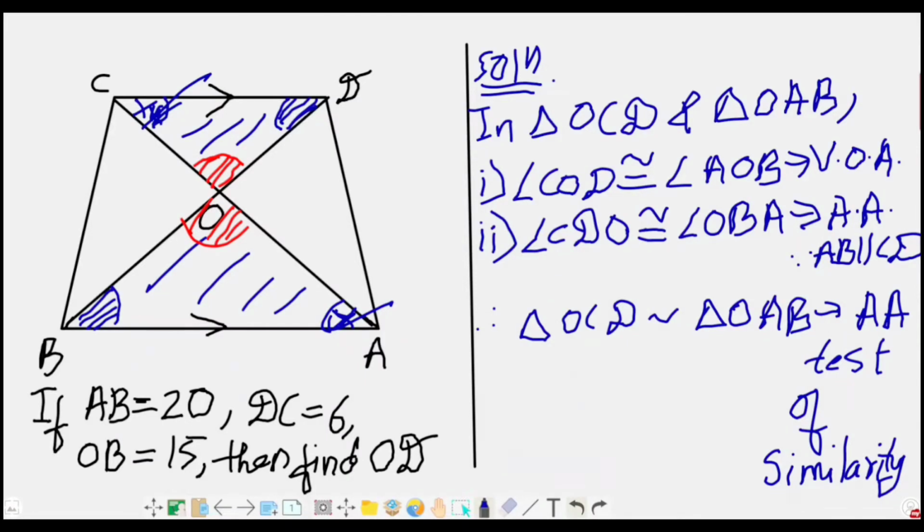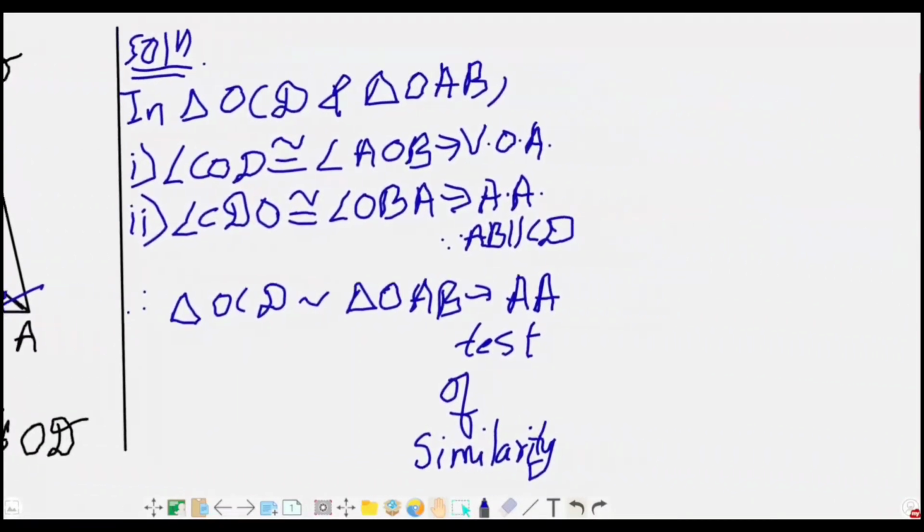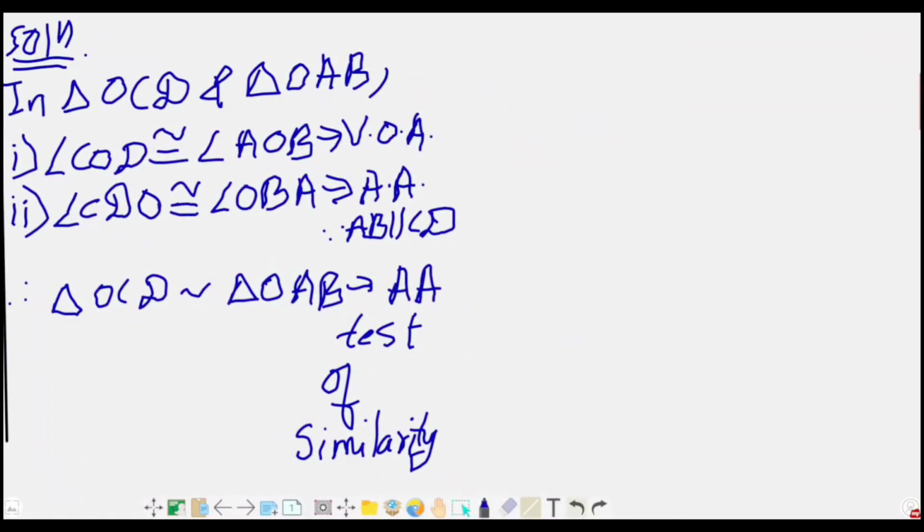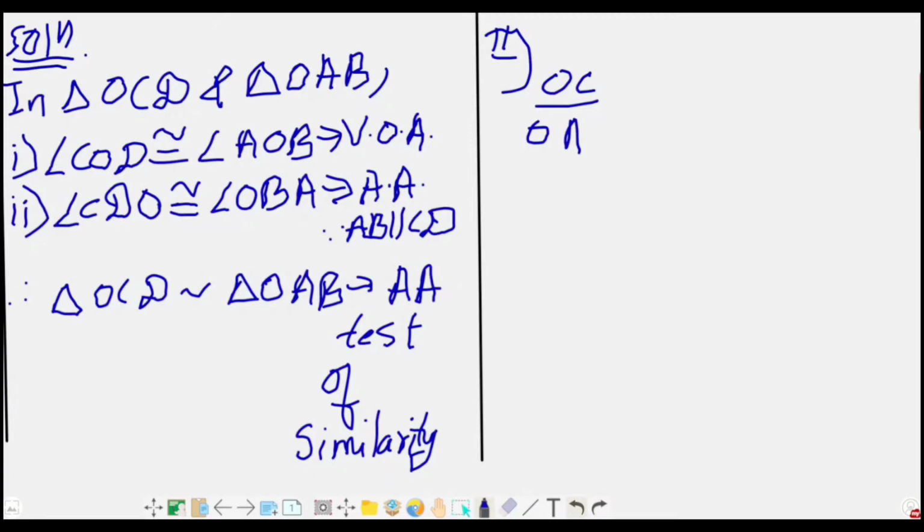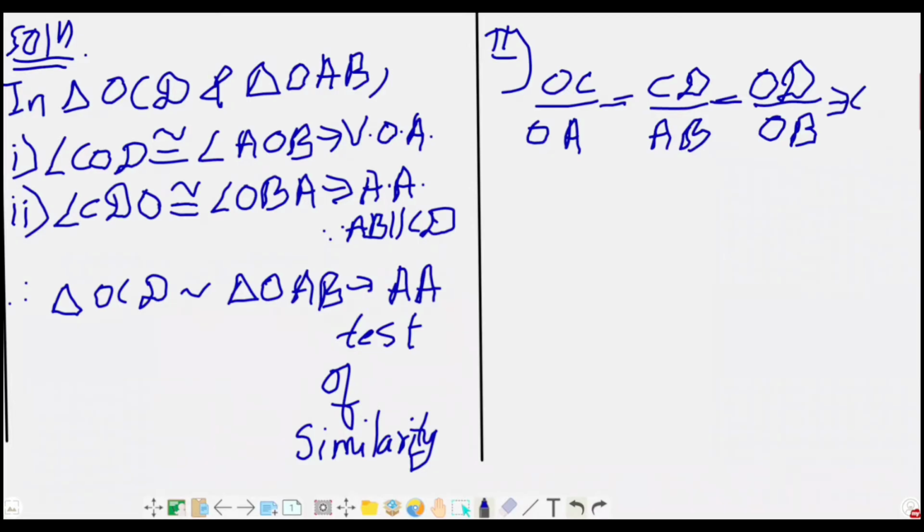Now, this concept we will take now. So what will be in the second point, my ratio of the corresponding sides? It will be OC upon OA equals CD upon AB, which in turn equals OD upon OB. These are the corresponding sides of similar triangles.